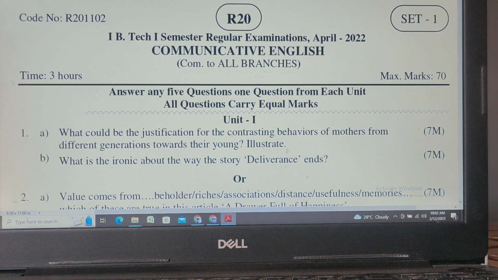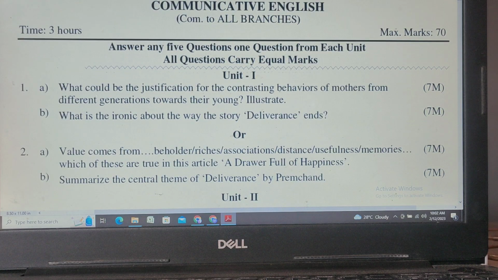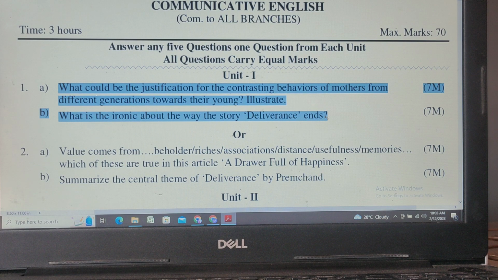And anyway, what we discussed in the last question paper, you have to answer any 5 questions, and here you are facing one question from each unit. From unit 1, the question paper took the first lesson from the textbook, Drawer Full of Happiness, and the first lesson from the non-detail, Deliverance. So your whole unit 1 is about Drawer Full of Happiness combined with Deliverance. You have to answer either 1A/B or 2A/B.